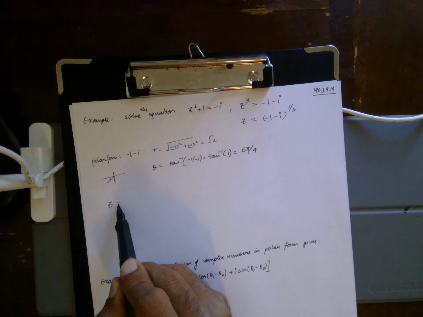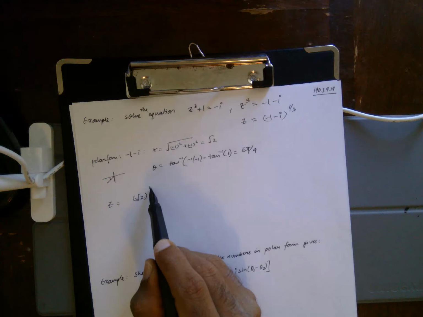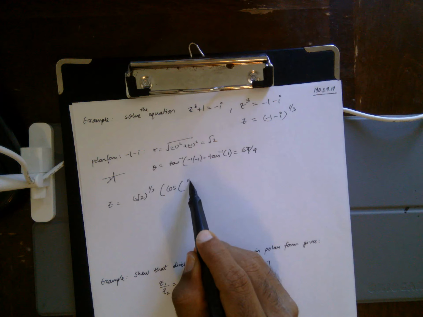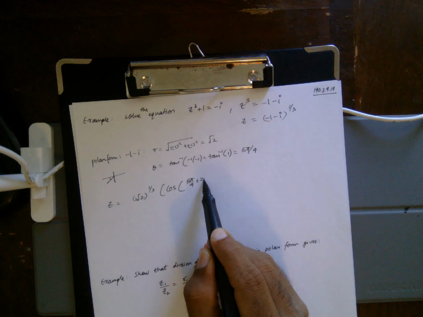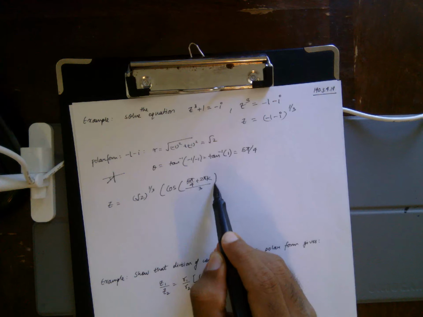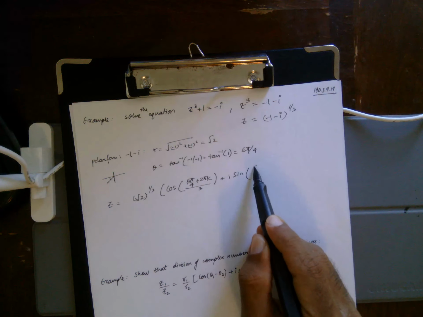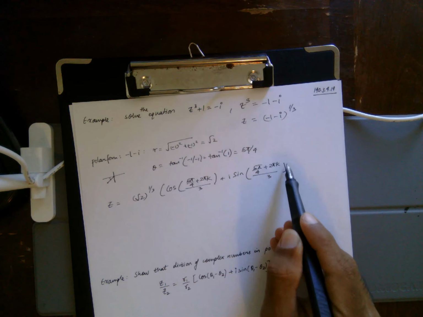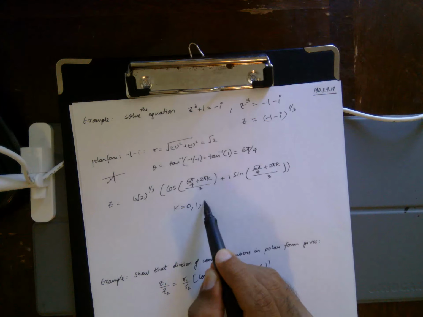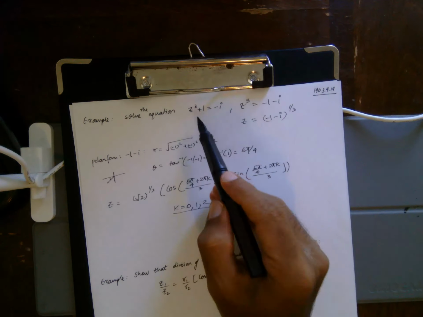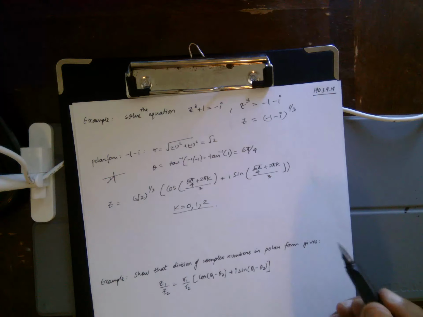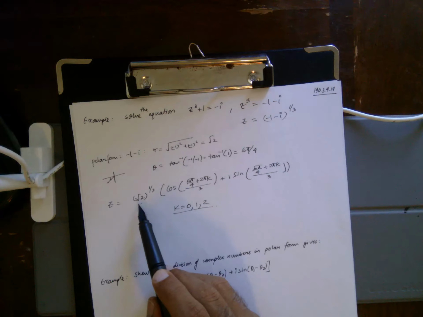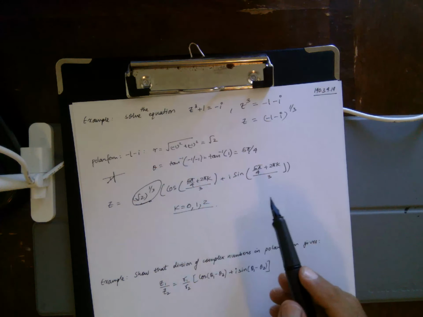So z is going to be root 2 to the 1/3, because it's a cube root, times cosine of 5 pi over 4 plus 2 pi k over 3 plus i sine of 5 pi over 4 plus 2 pi k over 3, for k equals 0, 1, 2. We stop at 2 because the power is 3, and we are only going to have 3 different answers. And as before, these points are going to lie on a circle of this radius and form an equilateral triangle.